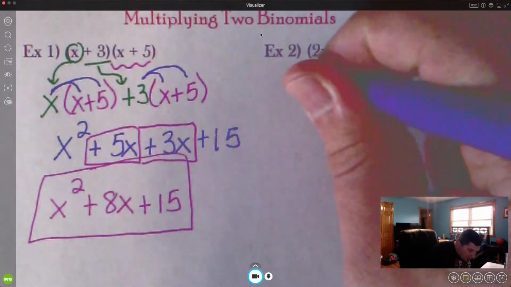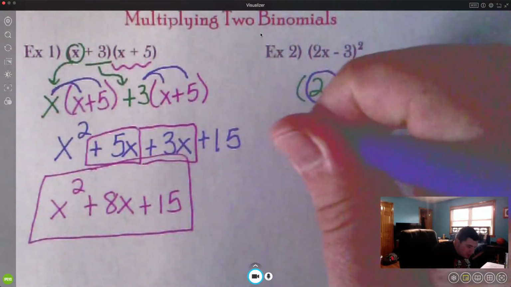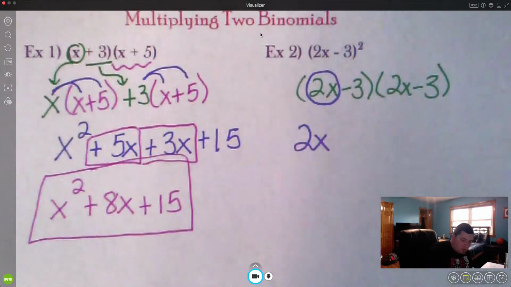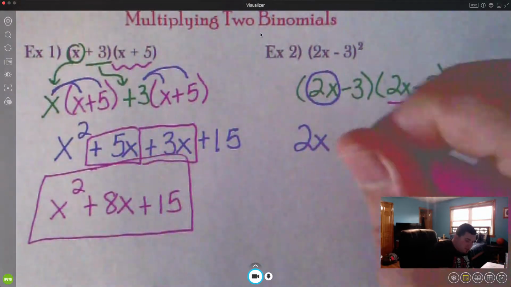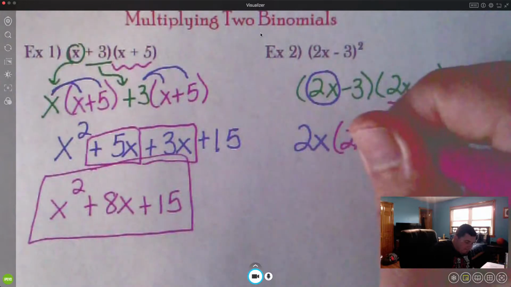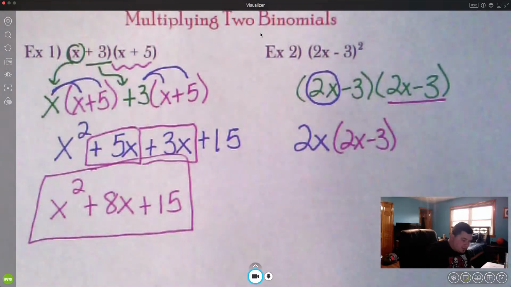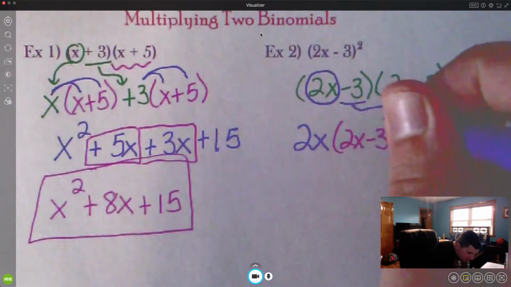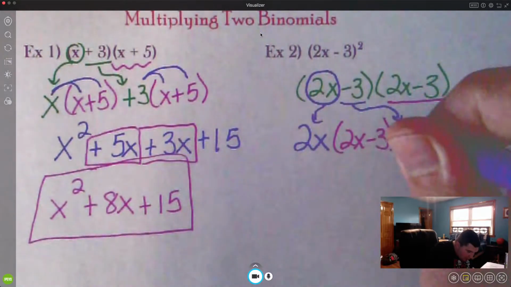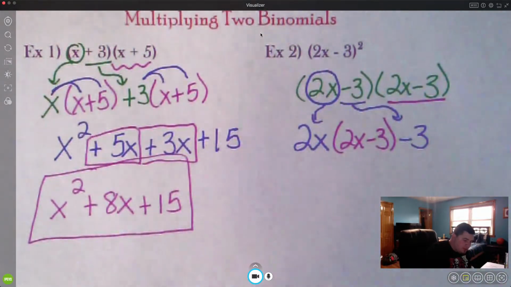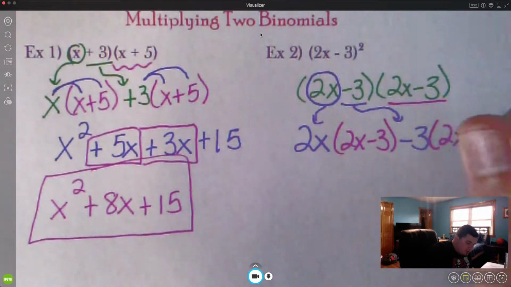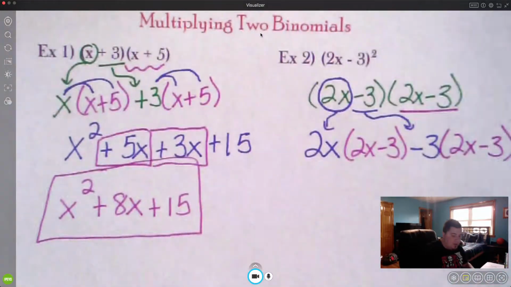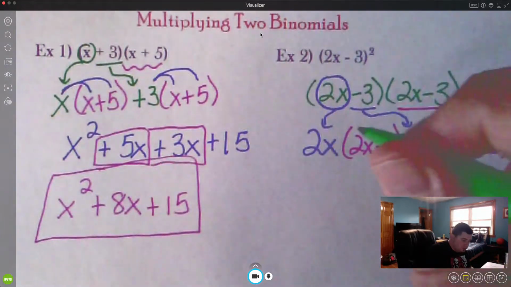So we're going to separate the first one and double distribute. We're going to take the 2x, and we're going to multiply it to the 2x minus 3 from this side. And then we're going to take the minus 3, and we're going to distribute that to the 2x minus 3 as well.